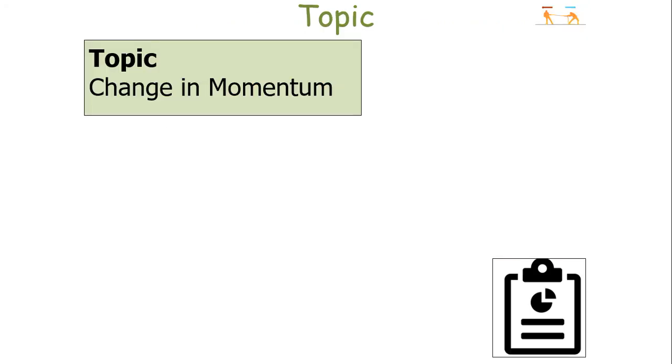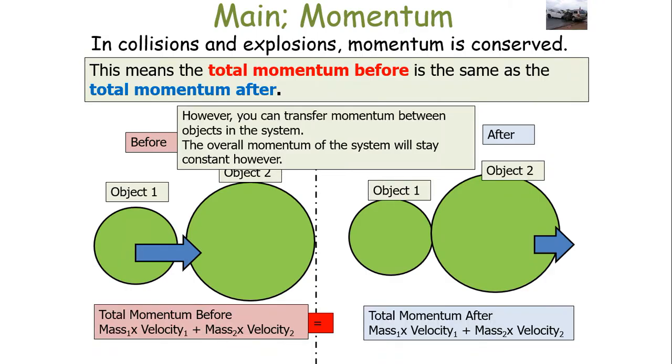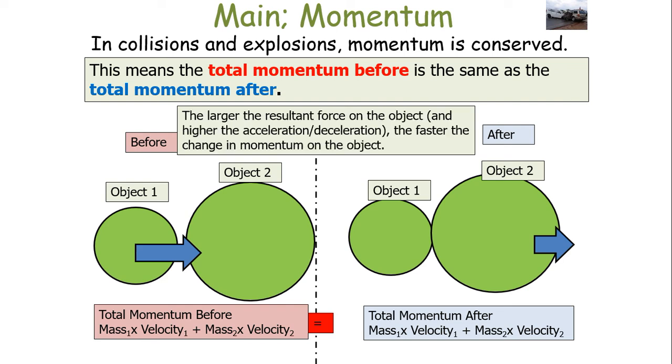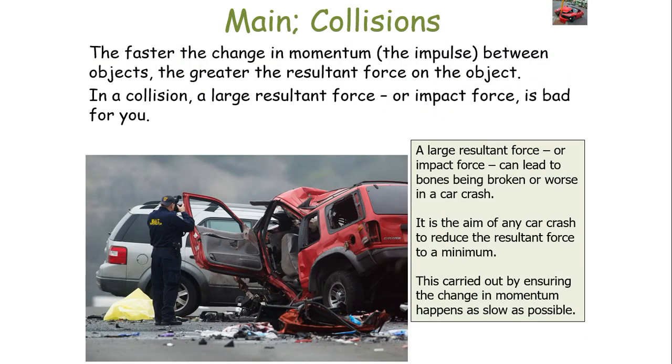Now the final topic we're going to look at is a change in momentum. Like we said before, whilst the total momentum in the system before and after a collision or explosion is the same, the individual momentum of objects can change. To transfer momentum between objects in a system, there must be a resultant force acting on the system. The larger the resultant force on the object, and therefore the higher the acceleration or deceleration, the faster the change in momentum of the object. The faster the change in momentum, which is sometimes called impulse, between objects, the greater the resultant force.